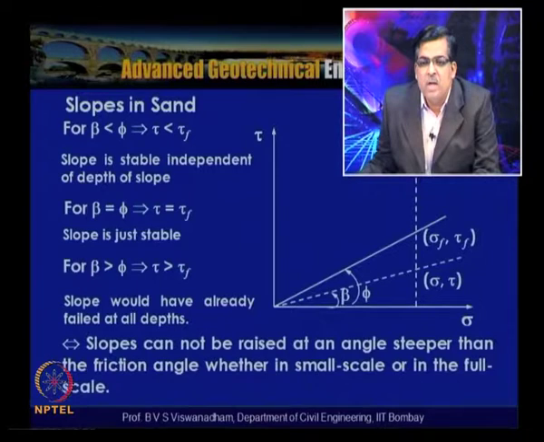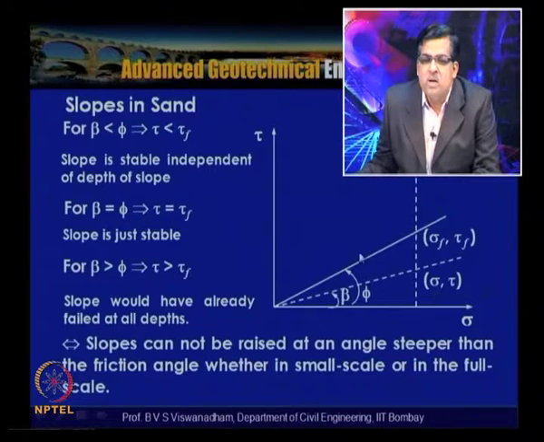For beta less than phi, whatever may be sigma 1, sigma 2, sigma 3, tau will always be less than tau f. Tau f is the shear stress at failure, at a particular sigma. For beta equal to phi, the moment this line joins with the failure line, tau is equal to tau f. For beta greater than phi, tau is actually greater than tau f. The slope would have already failed at all depths, when tau is greater than tau f.